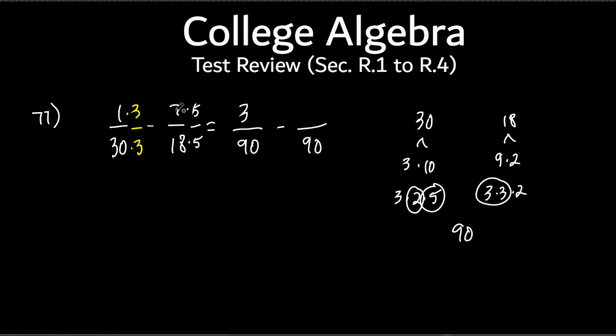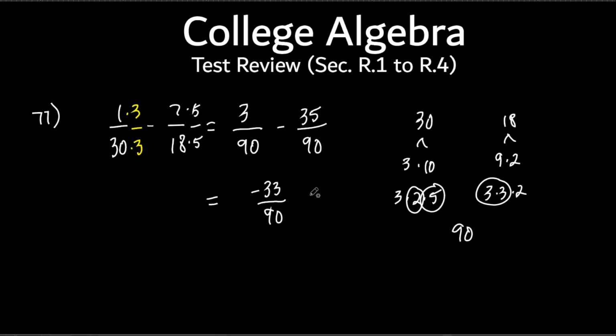And now right up here, 7 times 5 is what? 35. So 3 over 90 is the same as 1 over 30. 35 over 90 is the same as 7 over 18. All right, so it's the same numbers. We just write it with a common denominator. And now what do we do at the top here? Keep the denominator the same. And what do we do at the top? We subtract. So 3 minus 35 is negative 33.